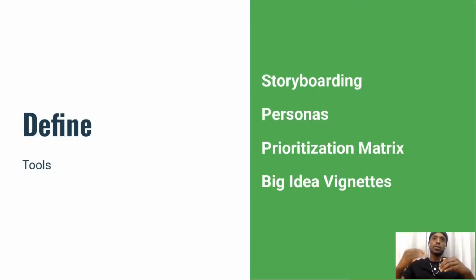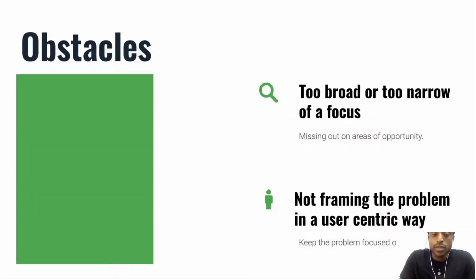So what would the solution look like? If you already had the solution, what would the user's end result be and how would they feel? And that's where it's like working backwards. That's a really good tool. And so the obstacles of this phase. Having too broad or too narrow of a focus. If it's too narrow, you miss out on opportunities. And if it's too broad, your problem becomes too convoluted.